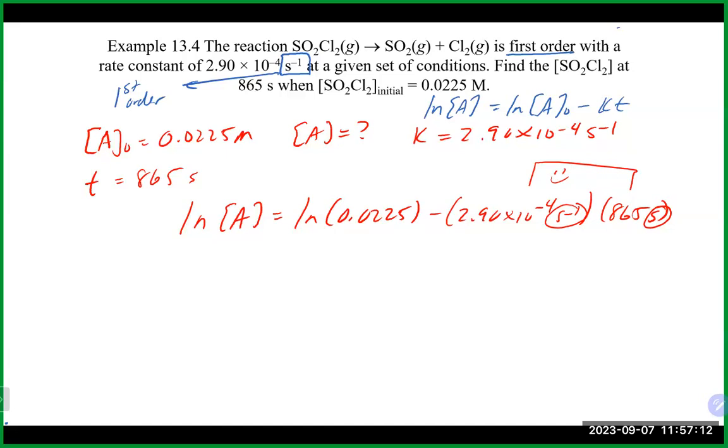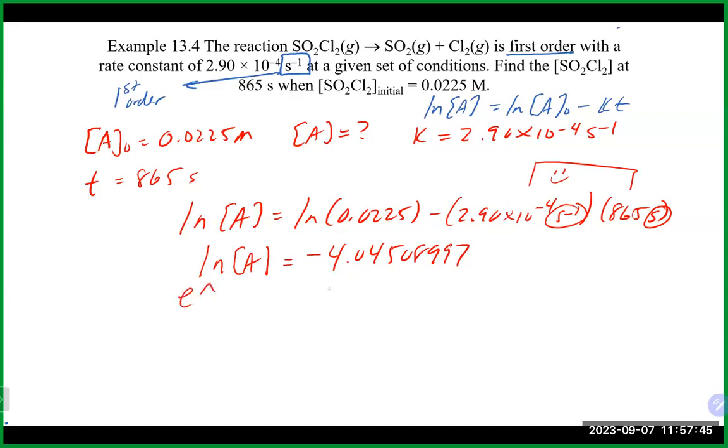We could clean up everything on the right-hand side here. We're basically going to take natural log of 0.0225, hit equals, then minus, open a parentheses, 2.9 exponent -4 times 865. If we do all that, that's going to give us the natural log of A, which is going to be minus 4.04508997.